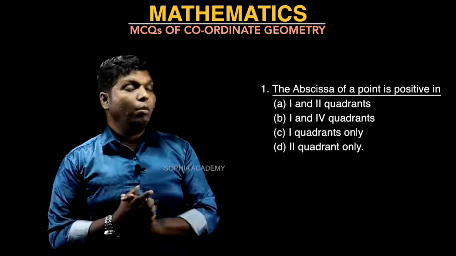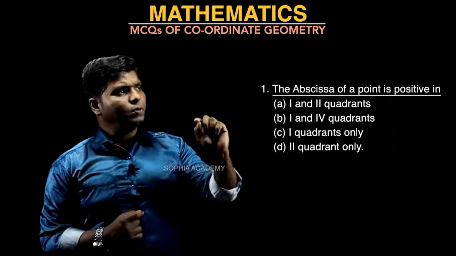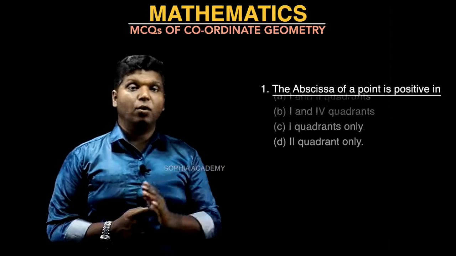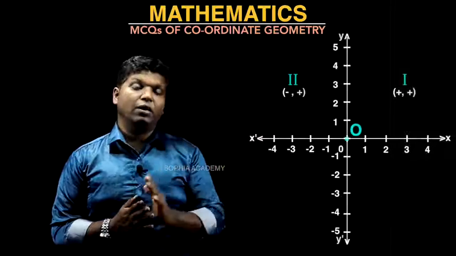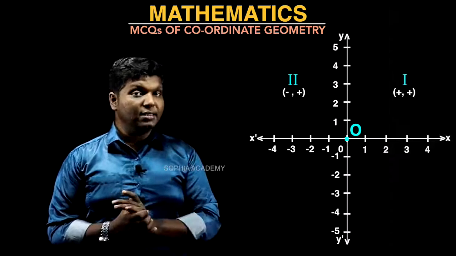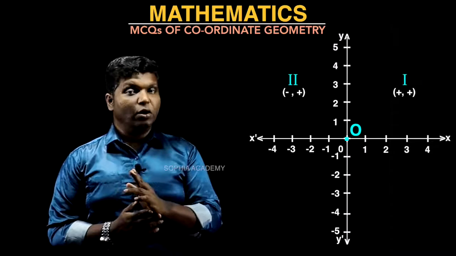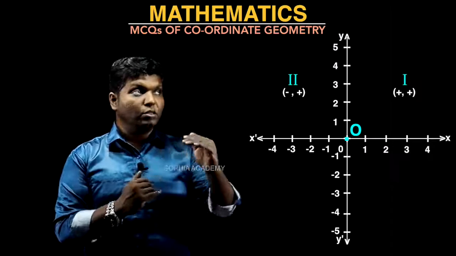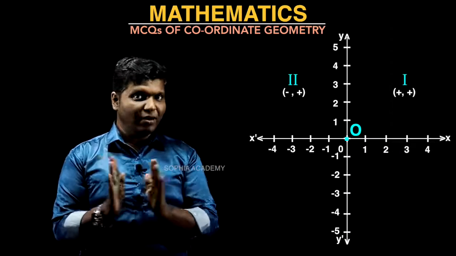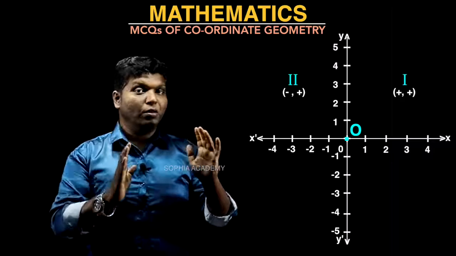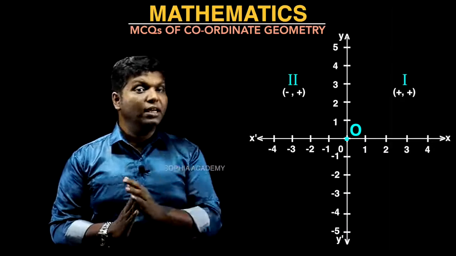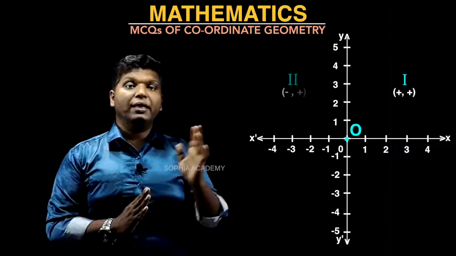So here there are some options given, and in these options, which one will be the correct one? The first option is first and second quadrant. Just imagine the first and second quadrant. In the first quadrant, x is positive. In the second quadrant, x is negative. Because we are thinking only about the x coordinate, because our question is about the abscissa, right? So our focus should be only on that. So 1 and 2 is not going to be possible, because in the second quadrant, you know that x is negative. So what about the next option?